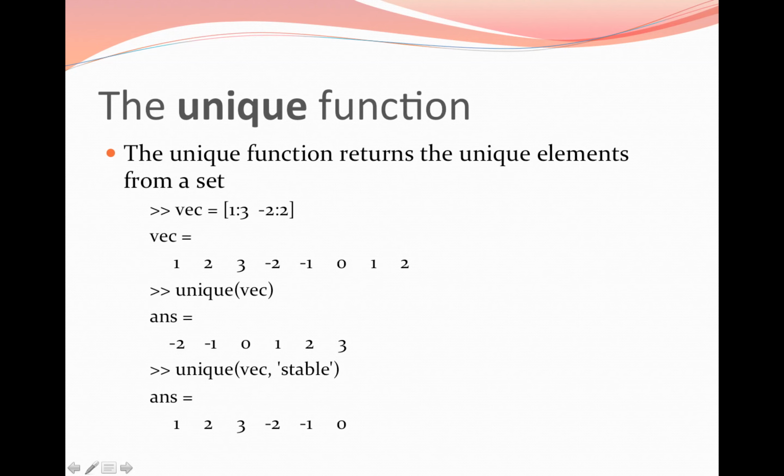The unique function receives one input argument, one set, and it returns the unique elements from that set. Here's a vector variable vec, which stores the concatenation of 1, 2, 3, and -2, -1, 0, 1, 2. Unique of that vector, by default, gives us the values in sorted order: -2, -1, 0, 1, 2, 3. If we instead also pass the input argument, which is the string 'stable', it returns the results in the original order: 1, 2, 3, -2, -1, 0.